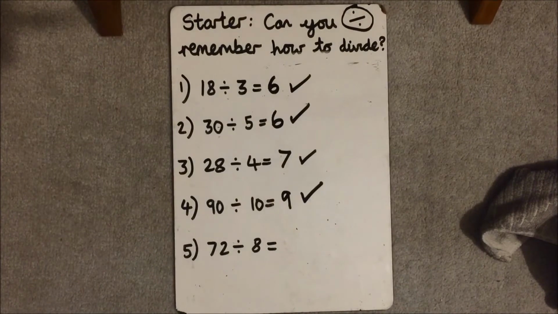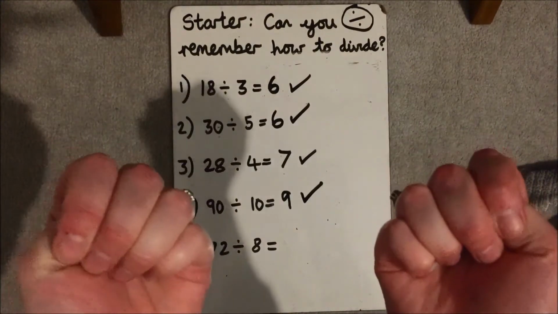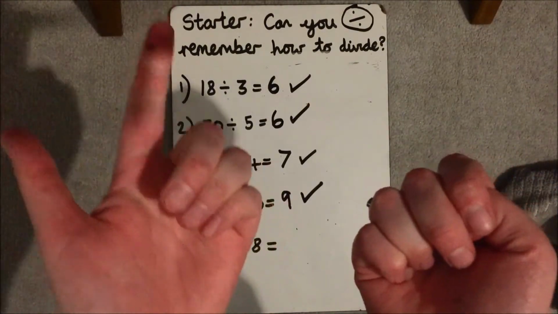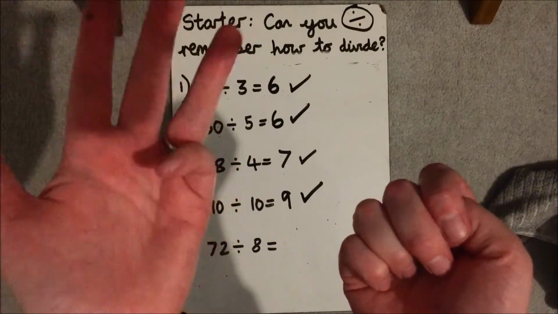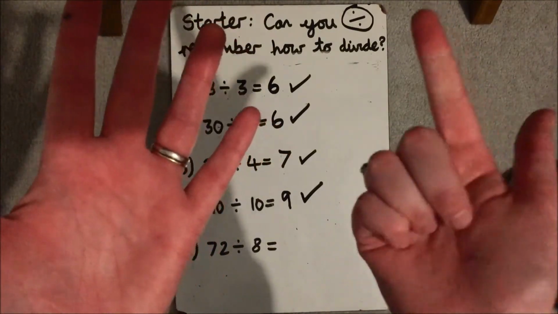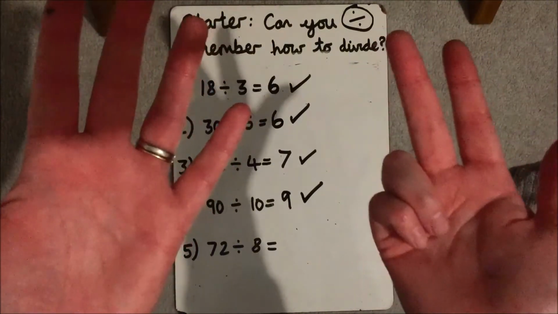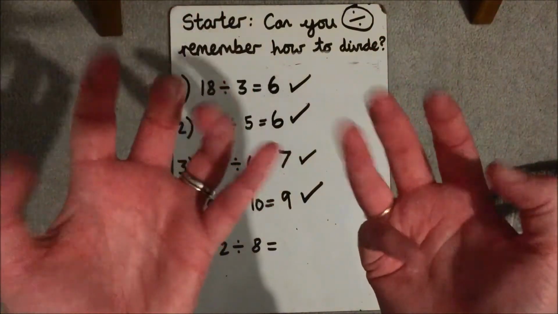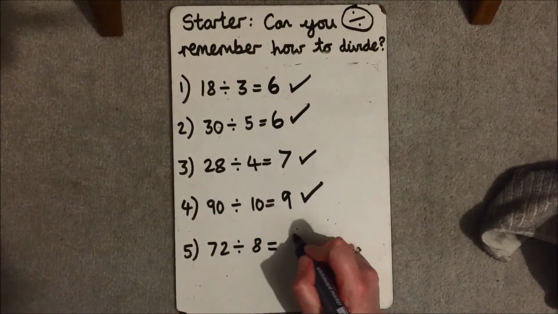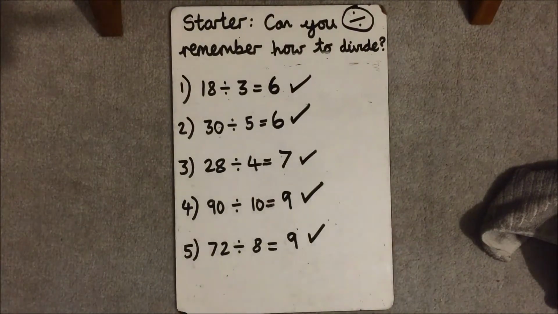Oh, the challenge one, counting in 8. You guys can do it. Let's put our fingers up. We have to get all the way to 72. Ready? 8, 16, 24, 32, 40, 48, 56, then 64, then 72. We counted 8, 9 times. Give yourself a tick on that one.